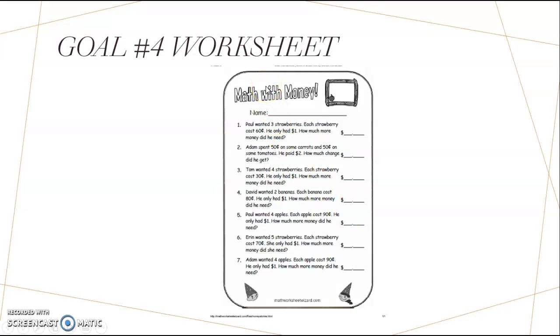And here, Ray, is the worksheet we are going to be working on today. It is called Math with Money. I know it looks a lot like the one we did last week, but it's different. It starts off with Paul wanted 3 strawberries. So let's take out this worksheet so we can work on it.